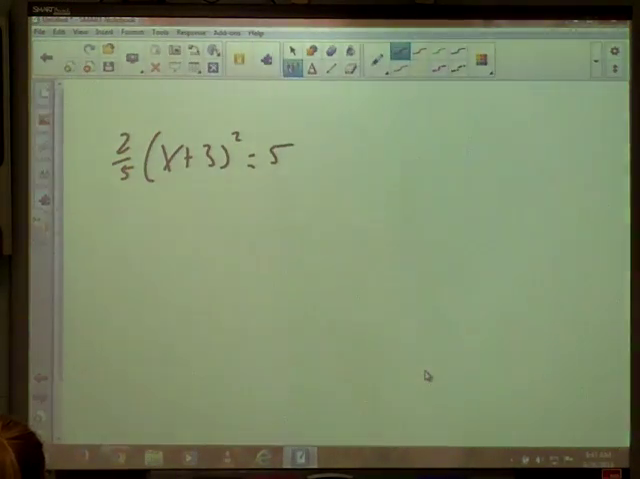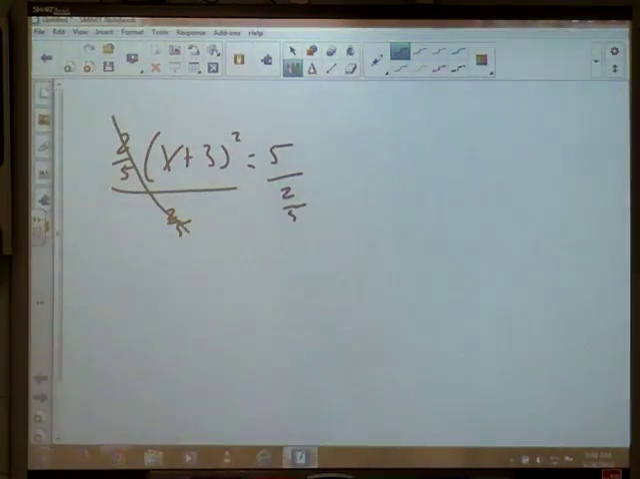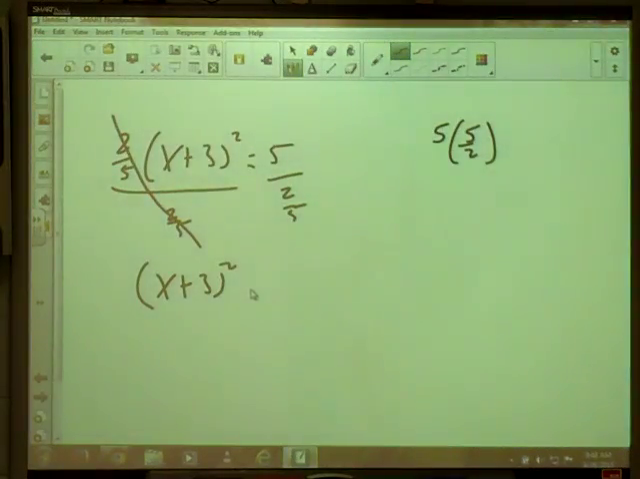Or what I would do here is try to start simplifying it as it is. It's got 2/5 being multiplied to the whole thing. How can I undo the multiplication of 2/5? Divide. So I'm going to divide everything by 2/5. Now this is easy fraction stuff, because on this left side the 2/5 cancel out. When you divide by 2/5, that's the same as multiplying by its reciprocal, right? So that gets me x plus 3 squared equals 25 halves.